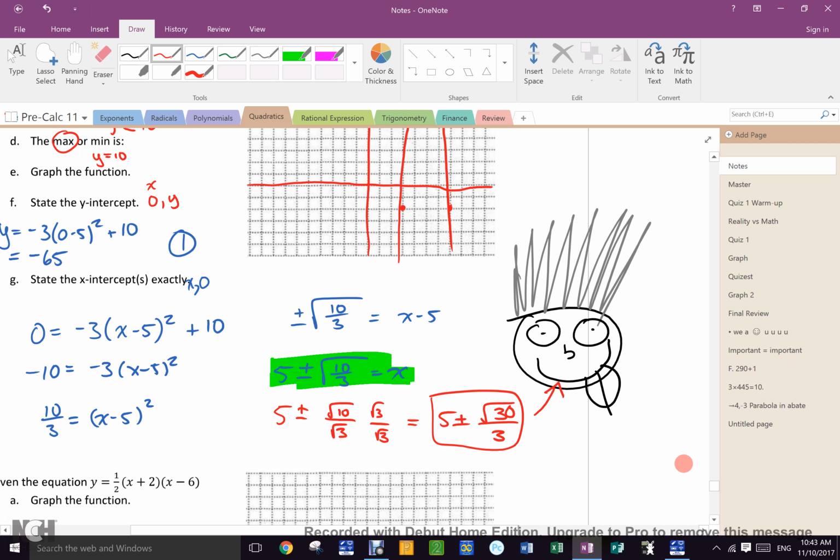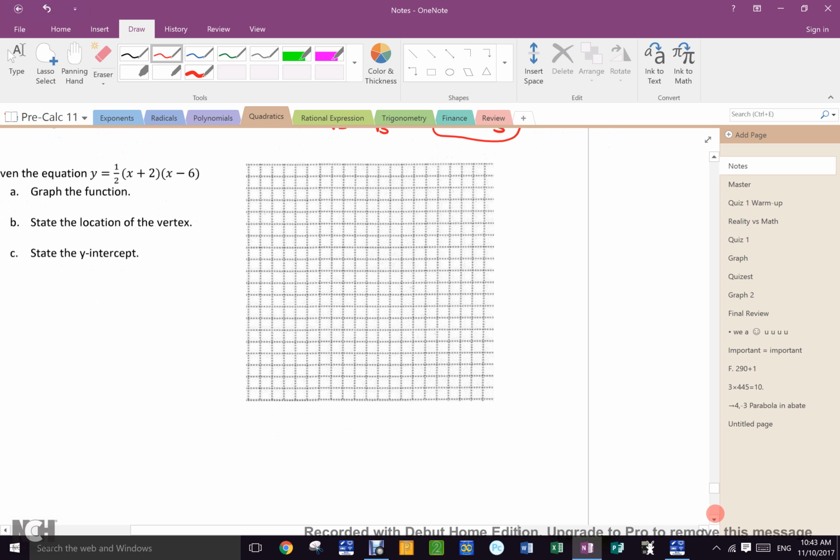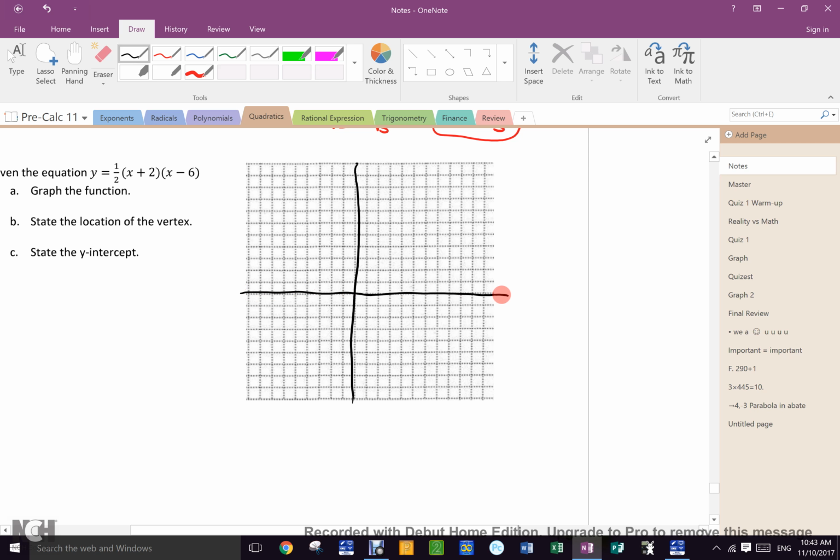I don't know, everything was worth 1, so it's out of 7. What about this one? What form is it in? So what does it give us? The roots. The roots of this equation are where? -2 and 2, 4, 6.